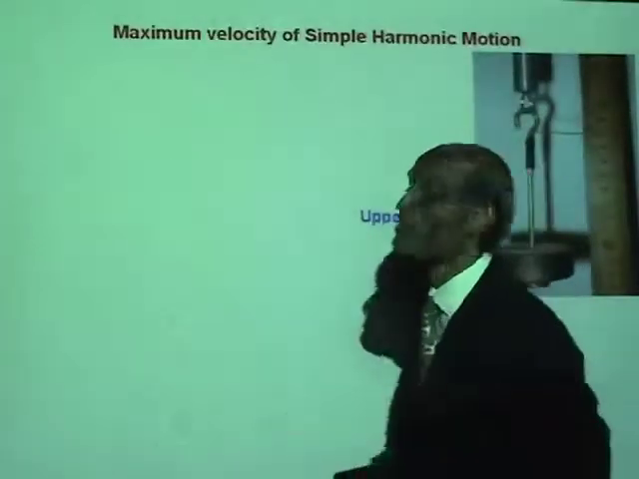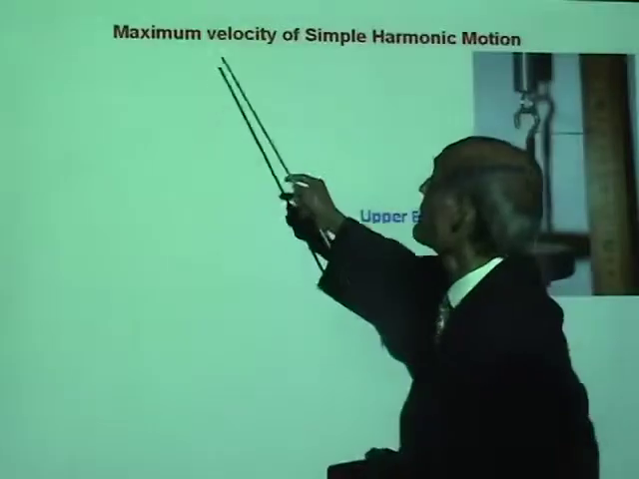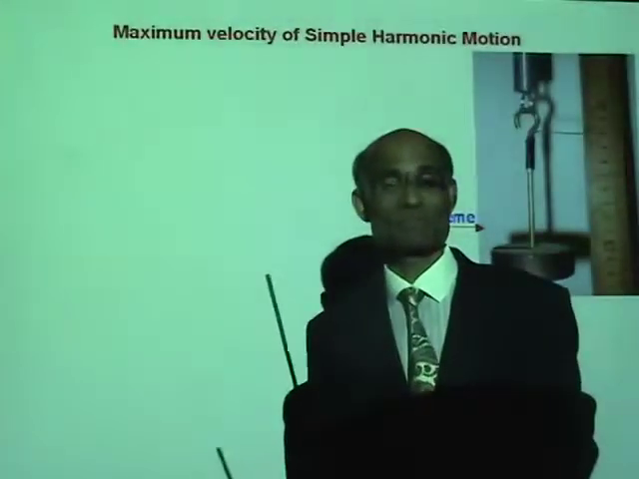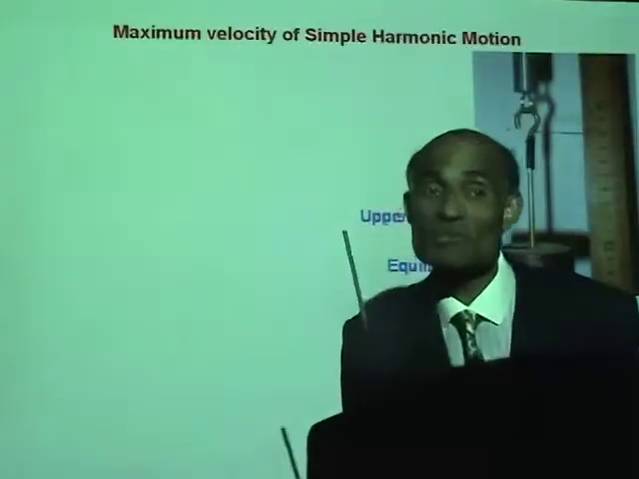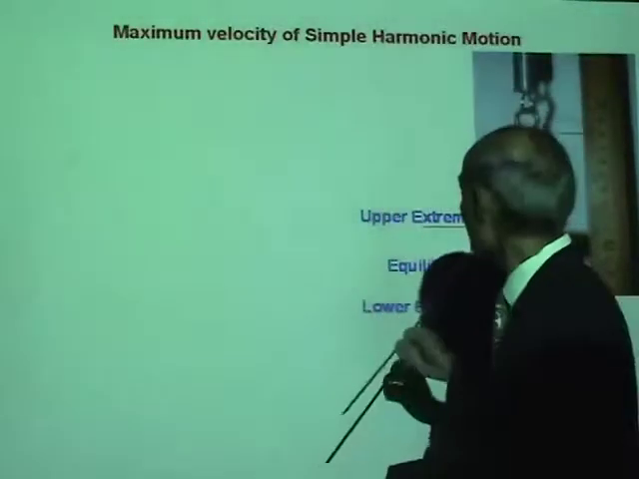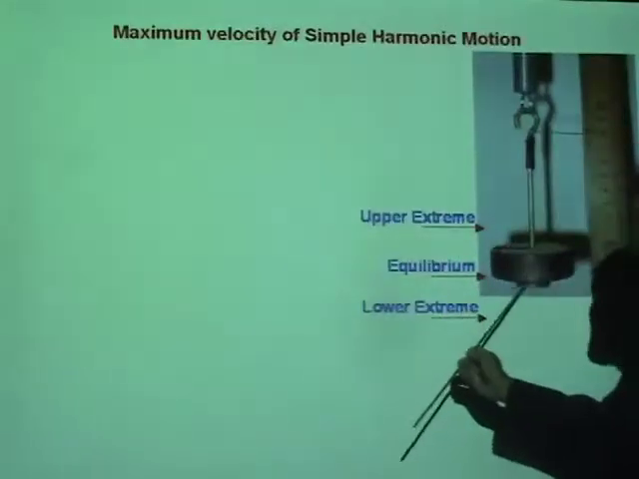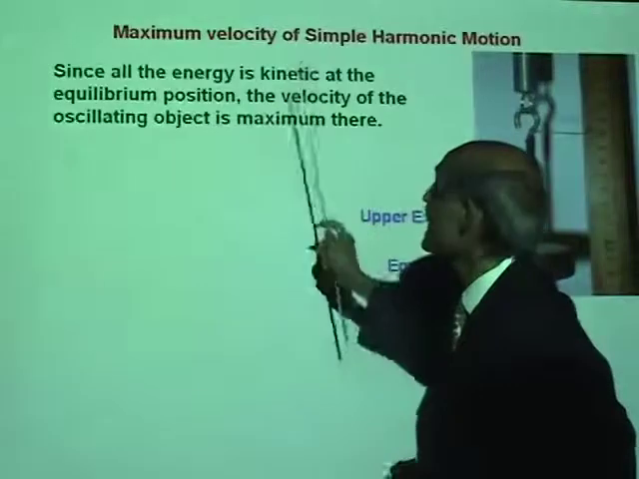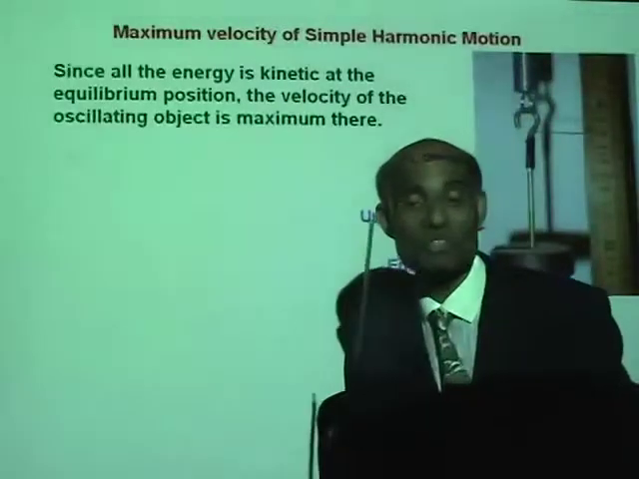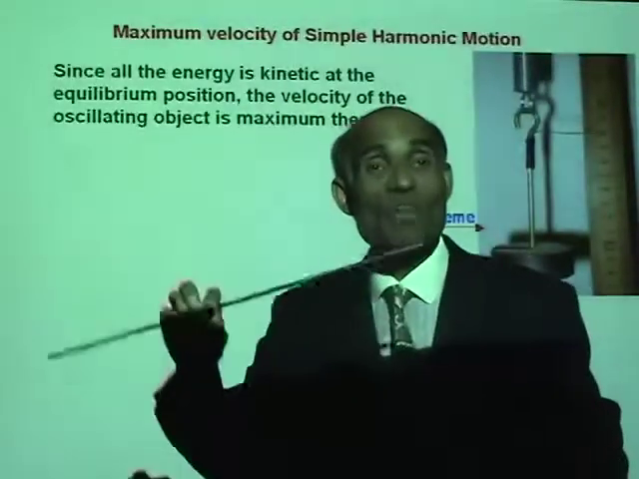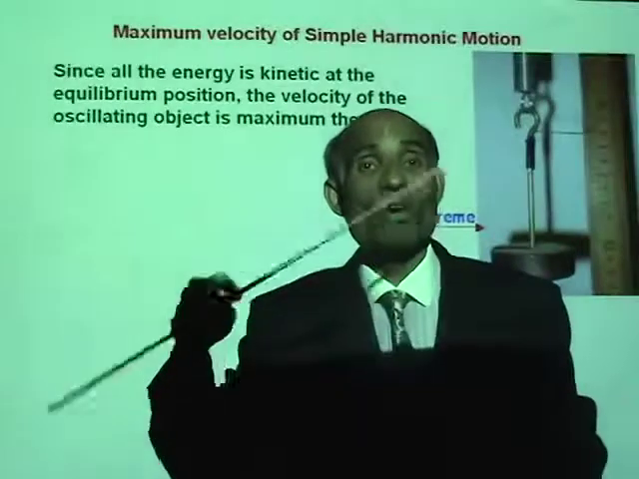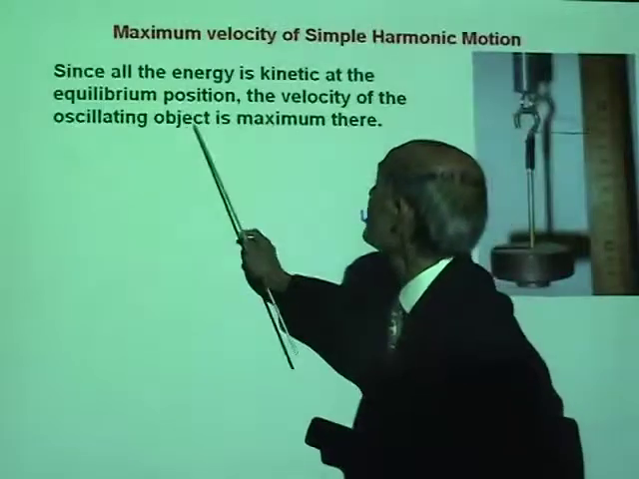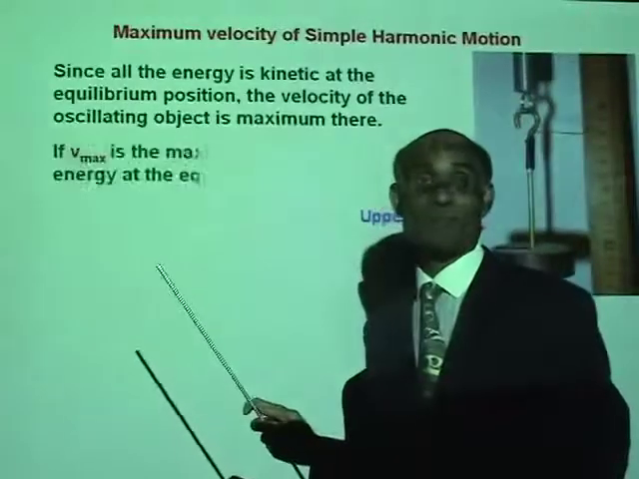Alright, let's now obtain an equation for the maximum velocity of a simple harmonic motion. Where does the maximum velocity occur? The maximum velocity occurs at the equilibrium position. Since all the energy is kinetic at the equilibrium position, there is no potential energy. All the energy is kinetic. The velocity is the maximum there.